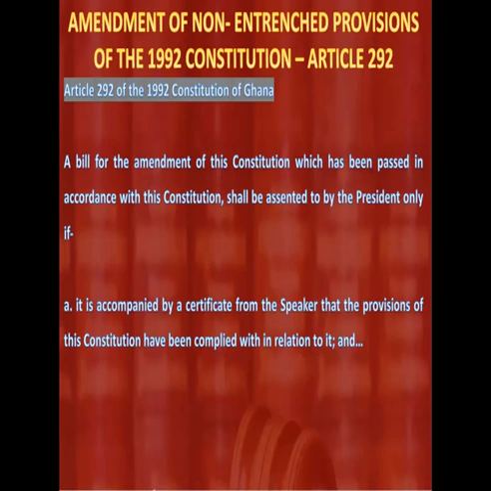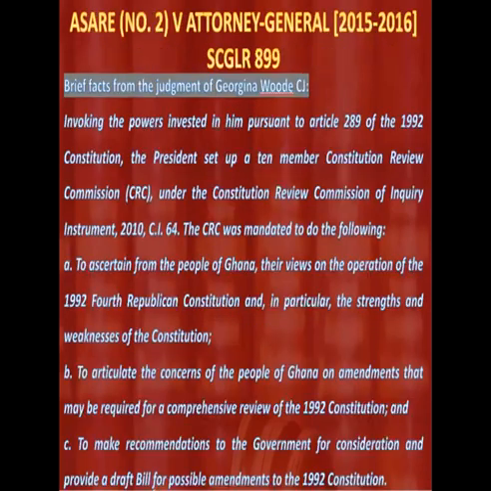So the President in 2010 appointed a 9-member Constitutional Review Commission, and their function and responsibility was to consider the advisability of the amendment to the 1992 Constitution and to provide a draft bill for possible amendments. They were given the role and responsibility to conduct a comprehensive review and then come out with a report on the possible amendments that can be made to the 1992 Constitution.